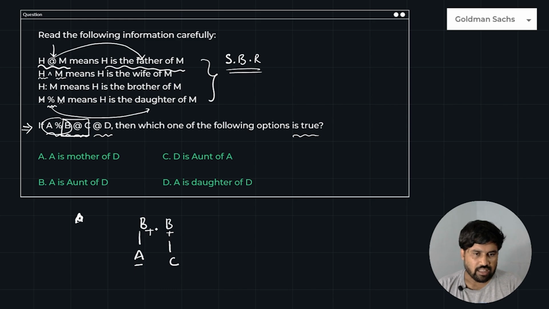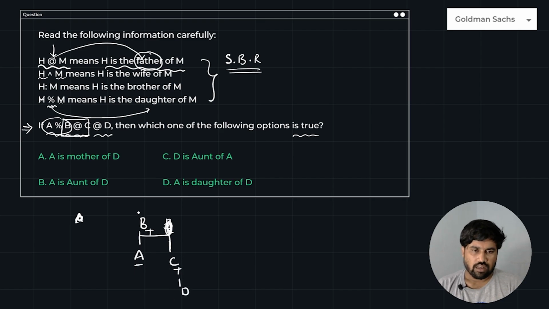So can I say these two persons are same? Why? Because B is same. And B is having one daughter A and B is also having one child C. Why? Because we don't know the C gender till now. So these two people are children of B. And C at the rate D, which is nothing but C is again father of D. So C is father of D.